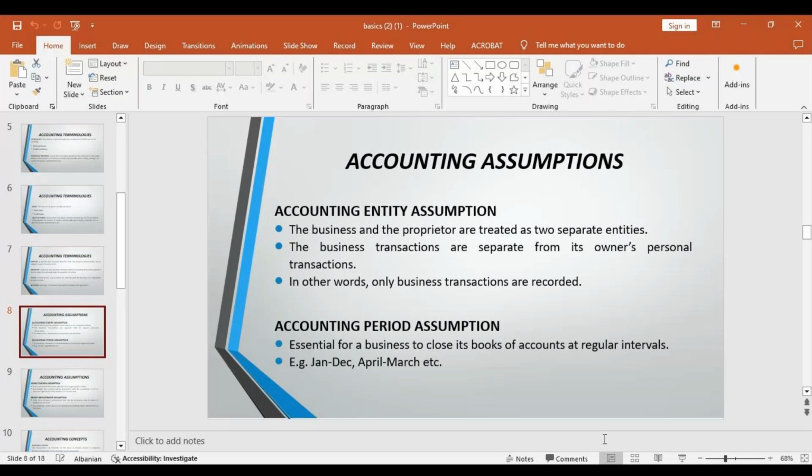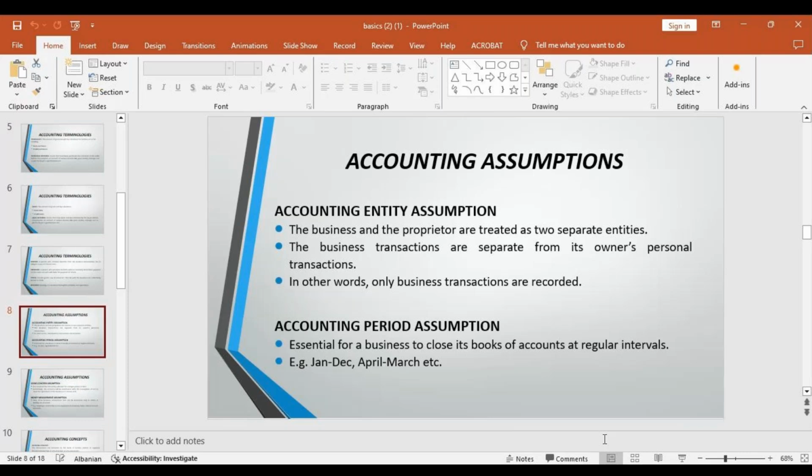But what does this assumption say? For example, you are purchasing something of 10,000 for yourself, so you are not putting it in the business account. Say you are purchasing 100 books, out of which 5 books are for yourself. So you are supposed to give only 95 books. You are not giving the total 100 books in the accounts. So whatever your personal accounting part is, it will not be included in this business. You have to take that as two different things. Only business will be recorded, anything related to business.